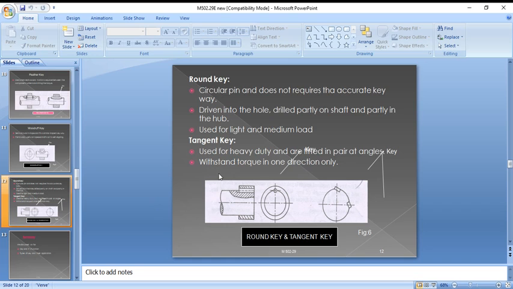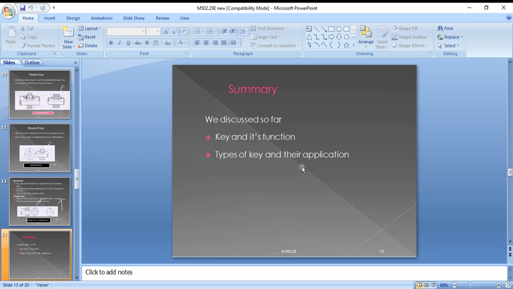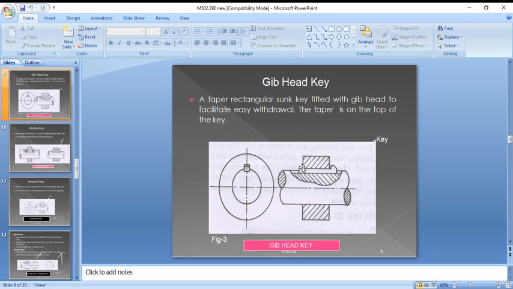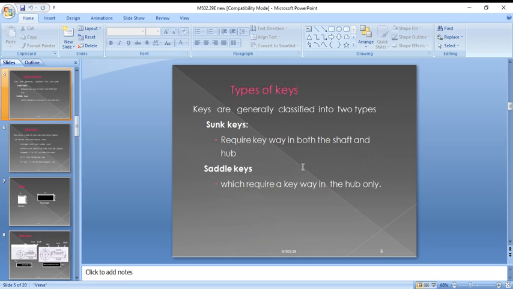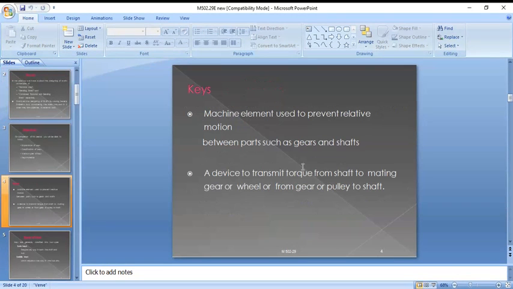So it is used to withstand torque in only one direction. So this is about keys. In this we discussed what a key is. Actually, what is a key? The key is a machine element which is used to prevent relative motion between two parts, such as gears and shafts. In other words, it is used to transmit the torque from one shaft to mating parts like gears and wheels. So to transmit the power, we use these keys.